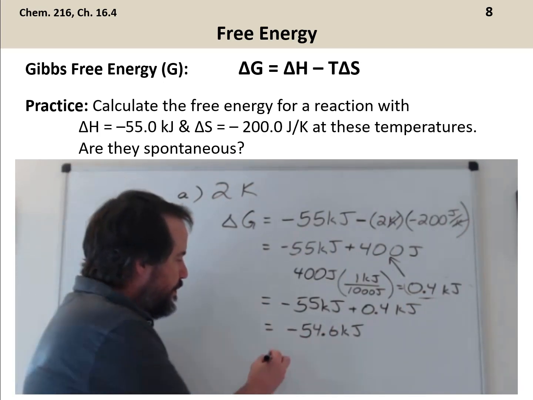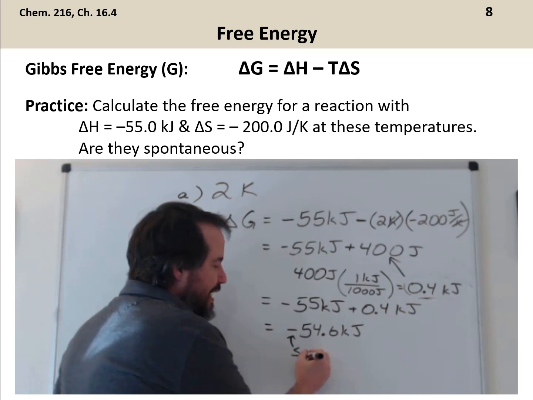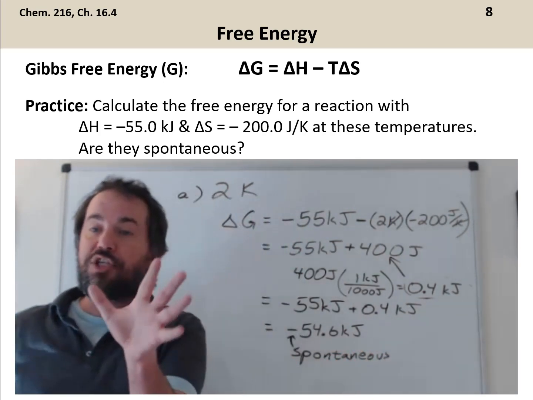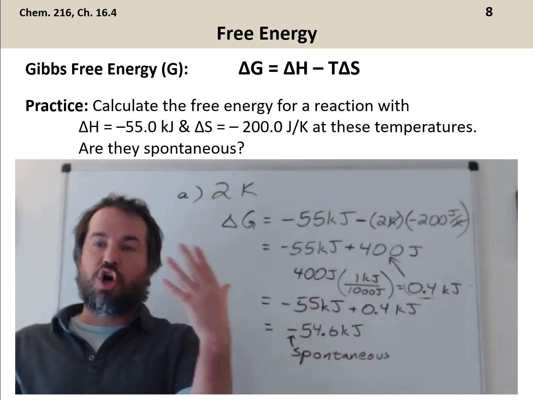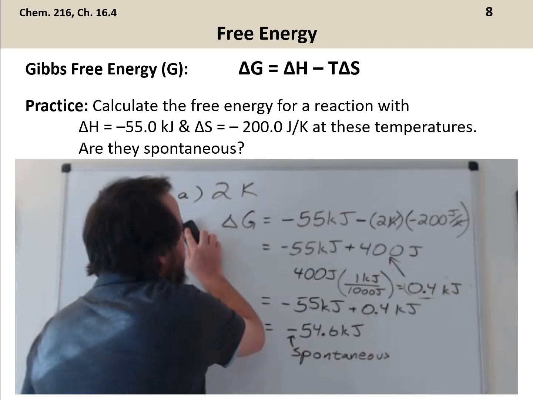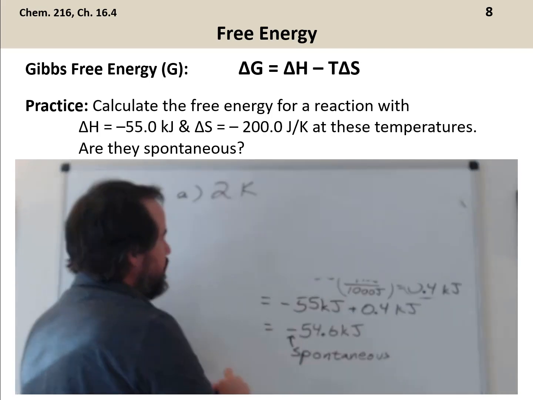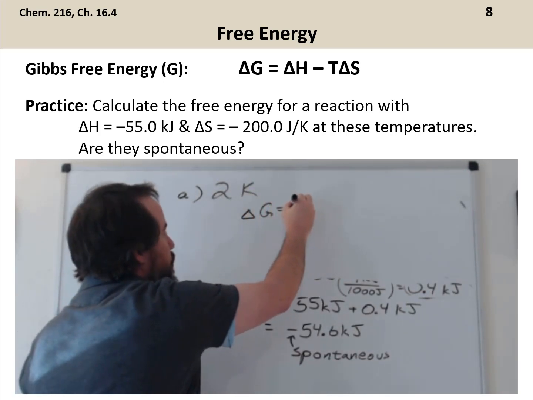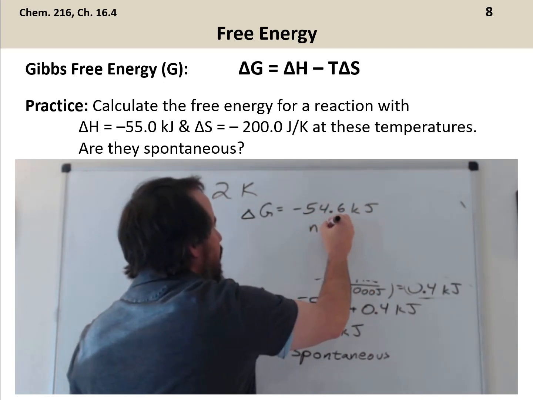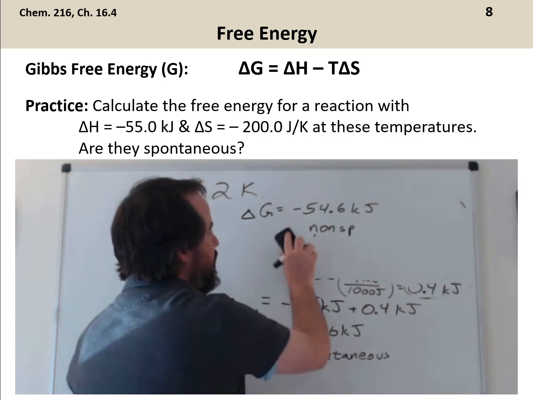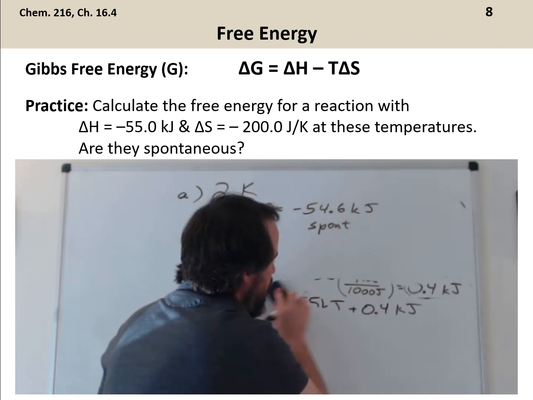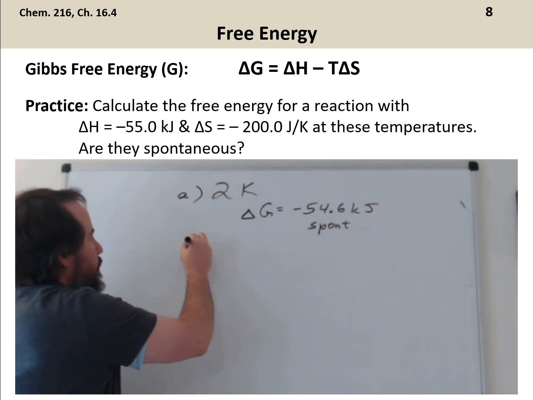All right, so negative means that this will be a spontaneous reaction. Whatever this reaction is, it will occur at 2 Kelvin. Okay? All right, so at 2 Kelvin, we said that delta G equals negative 54.6 kilojoules, and it is non-spontaneous. Or sorry, it is spontaneous. That means it's going to occur.